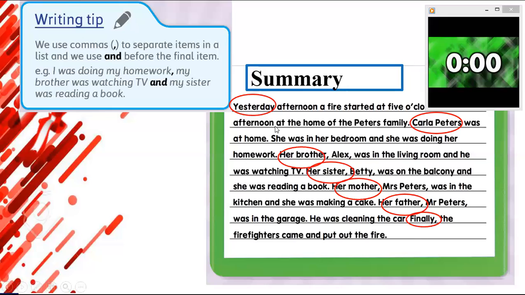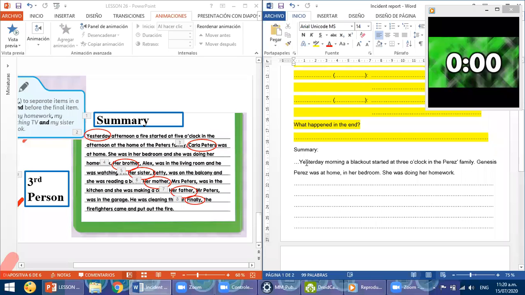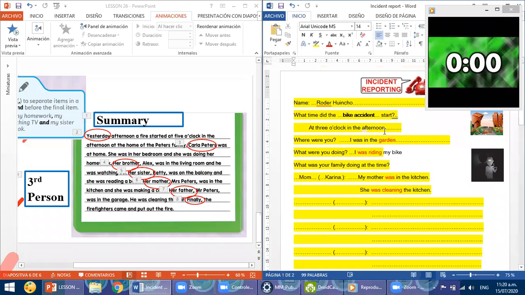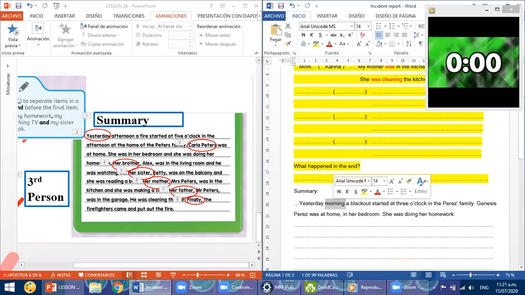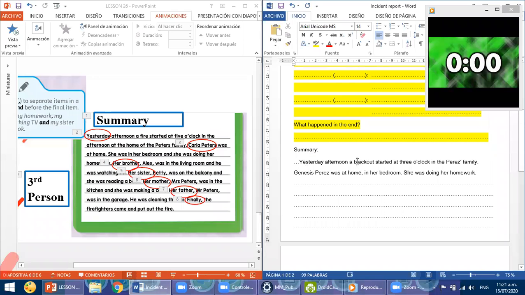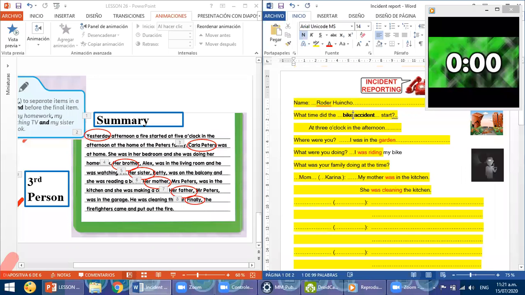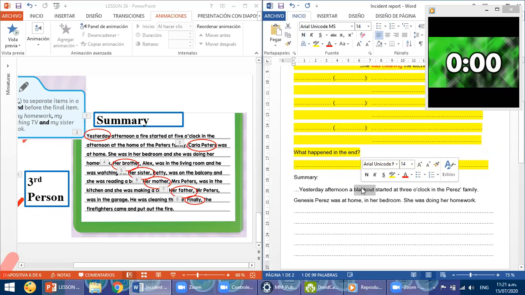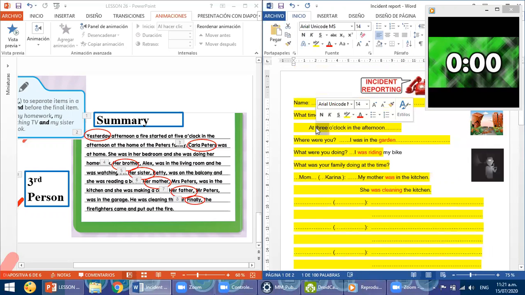If you read this summary, it's the same information you wrote before. Okay? Listen. In the summary, we write the same information. The incident happened in the afternoon, so yesterday afternoon. If the incident is a bike accident, talk about a bike accident. If the incident is a blackout, write a blackout. It's the same information. It started at 3 o'clock. The same information.